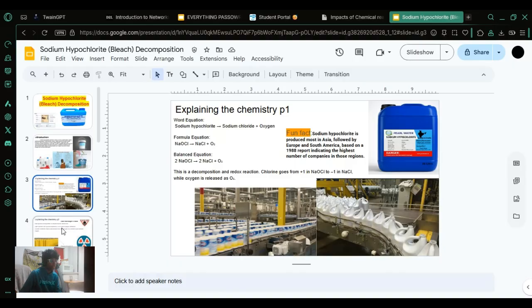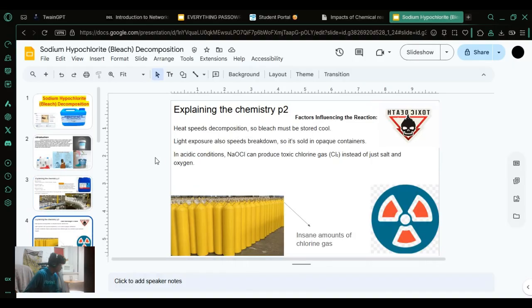Now we go to explain the chemistry, part 2. Conditions that change the pathway. Heat raises reaction rates. Bleach stored warm decomposes faster, releasing O2 and producing chlorine-containing species. Light, photodecomposition, accelerates breakdown. Opaque bottles slow this. pH, acidity, is critical. Under acidic conditions, NaOCl can produce chlorine gas, Cl2, which is highly toxic. Reaction with acid: NaOCl plus 2 HCl equals NaCl plus Cl2 plus H2O.